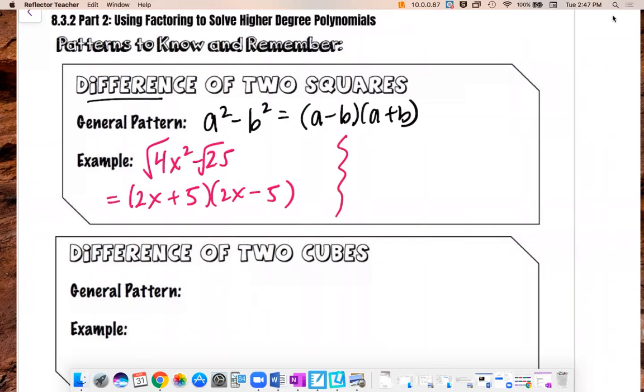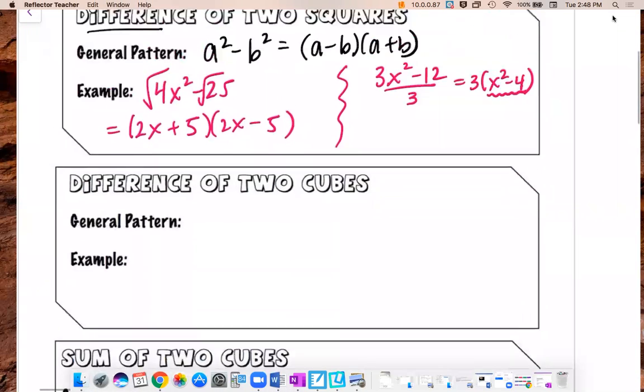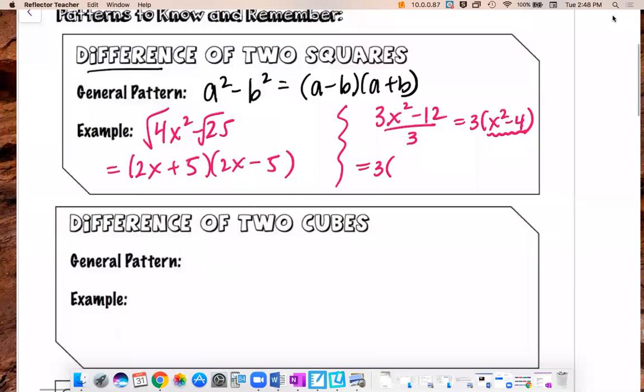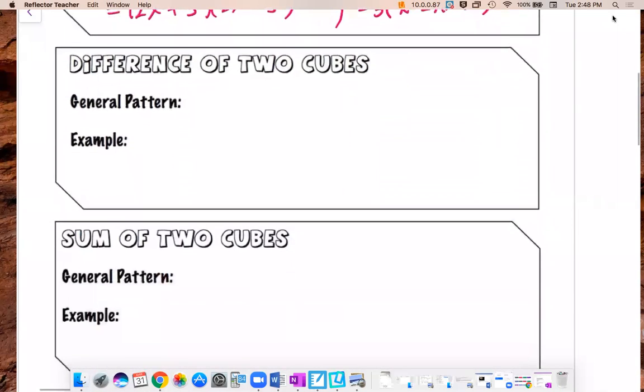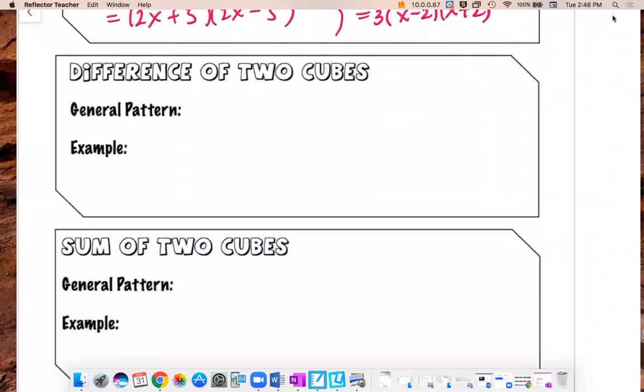So then another example would be maybe something like this, where you see that you can divide by 3 first and write this as 3 times x squared minus 4. And then I can take the x squared minus 4 and factor that using the differences of squares. So the 3 goes in front, x squared minus 4 becomes x minus 2, x plus 2, and then that would be your complete factor. So hopefully that one's review. And then these are the two that you may have seen before, but we've never done in my class. So we're gonna stop and do this one.